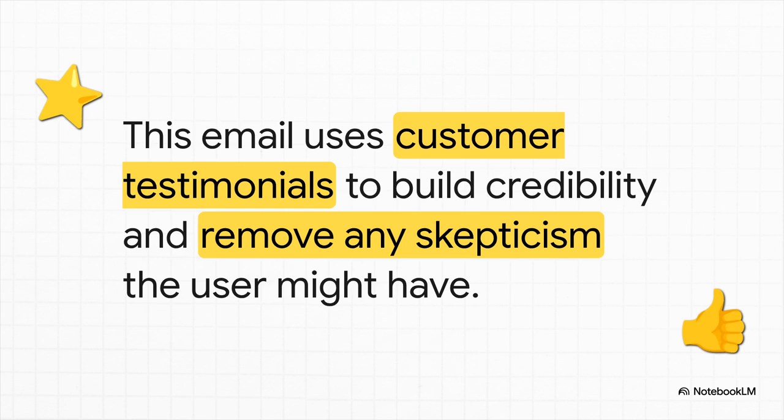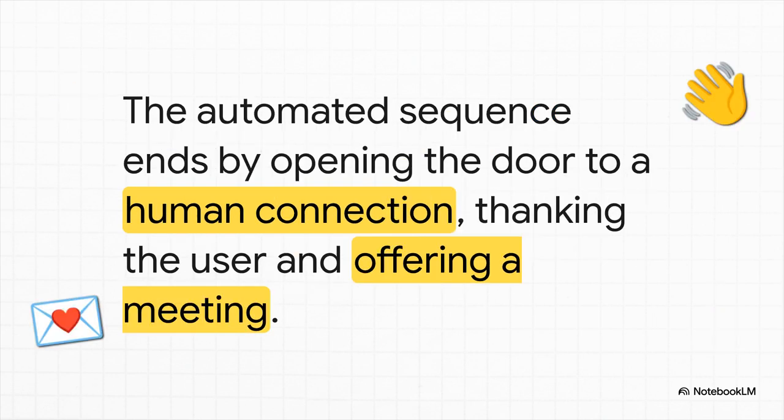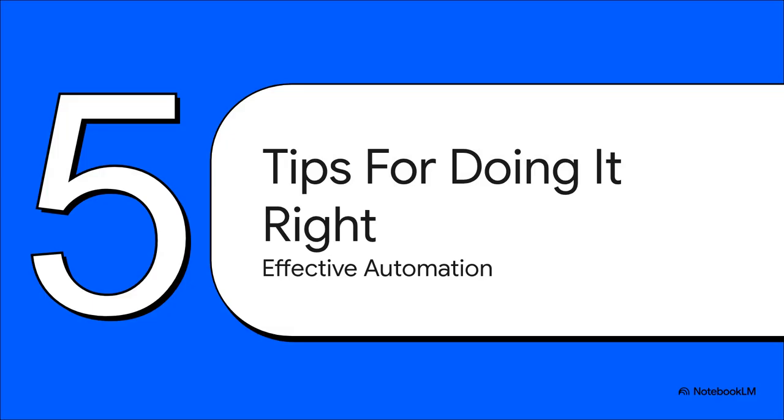Okay, we're getting near the end of the trial. The user might be getting skeptical. So what do they do? They hit them with social proof. Real testimonials from happy customers. This just crushes doubt and builds so much confidence. And finally, the automation gracefully bows out. The last email feels really personal. It thanks the user, and then here's the magic. It opens the door for a real human connection by offering a meeting. The robot hands you off to a person. It's the perfect ending.